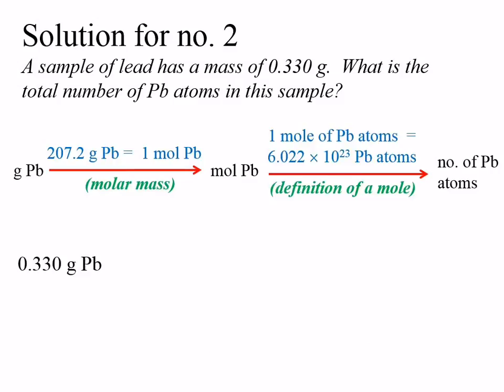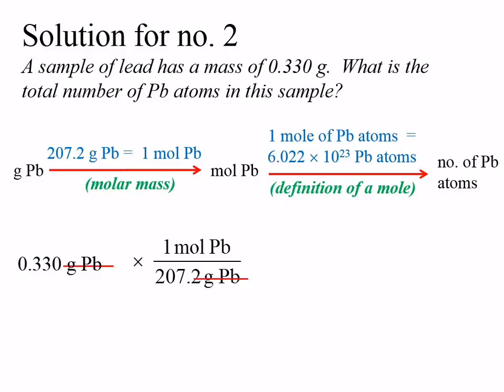Okay. So the first term in this one's going to be that 0.330 grams of Pb, or 0.330 grams over 1. And then how do we get from grams to moles? The periodic table, exactly. And what units go on top? Moles, yep. So 1 mole over 207.2 grams. Perfect. And that will leave us with units of moles.